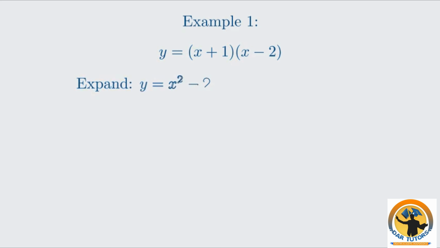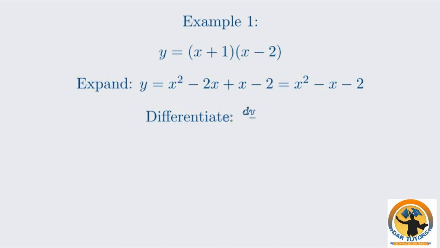Sometimes, a function is not immediately in a form that can be differentiated using our rules. In these cases, we must first simplify or expand the expression. Consider the function y equals the quantity x plus 1 times the quantity x minus 2. We cannot differentiate this term by term. We must first expand the product. Expanding the brackets gives us y equals x squared minus x minus 2. Now this is a simple polynomial that we can differentiate.